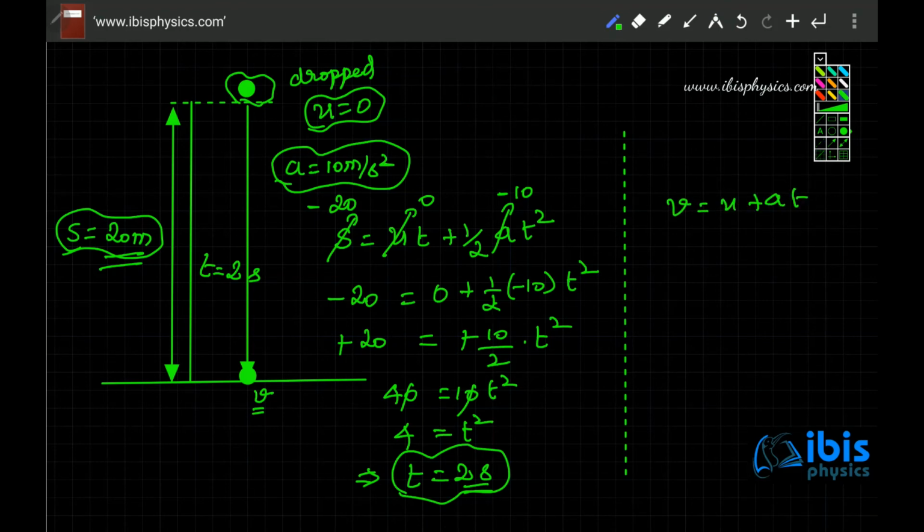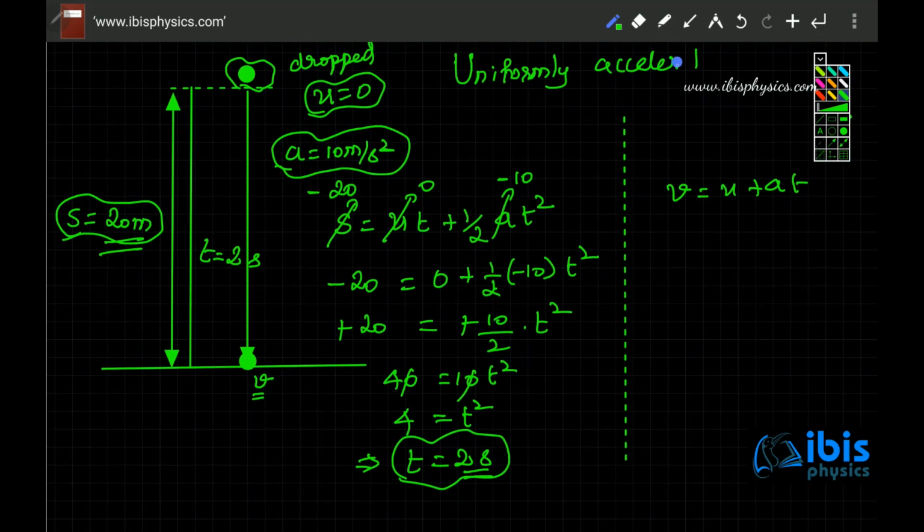I'll just tell you why we are able to use all these equations: because this motion is uniformly accelerated motion. We are able to use these equations, v is equal to u plus at, s is equal to ut plus half at square, v square is equal to u square plus 2as, only in such cases.